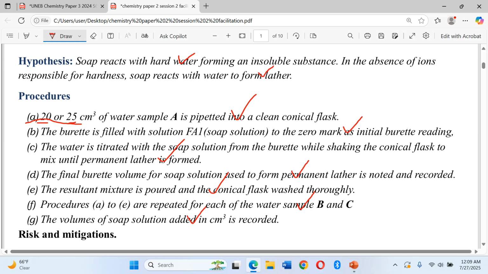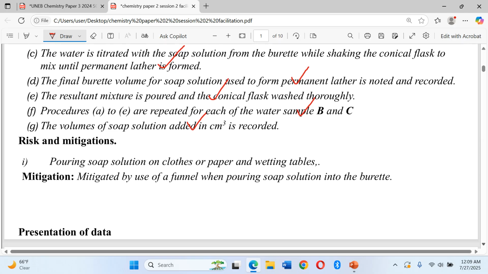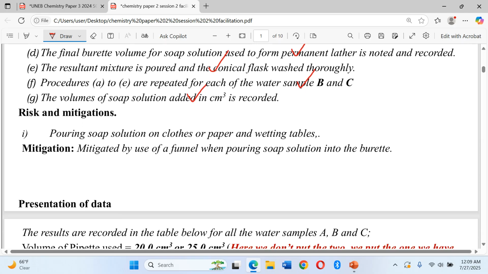I think these procedures are very well written in very good tense. So make sure that you also do the same. Risks and mitigation: pouring soap solution on clothes or paper and wetting the tables. That is a danger. It can be mitigated by use of a funnel when pouring soap solution into the burette. That is it.